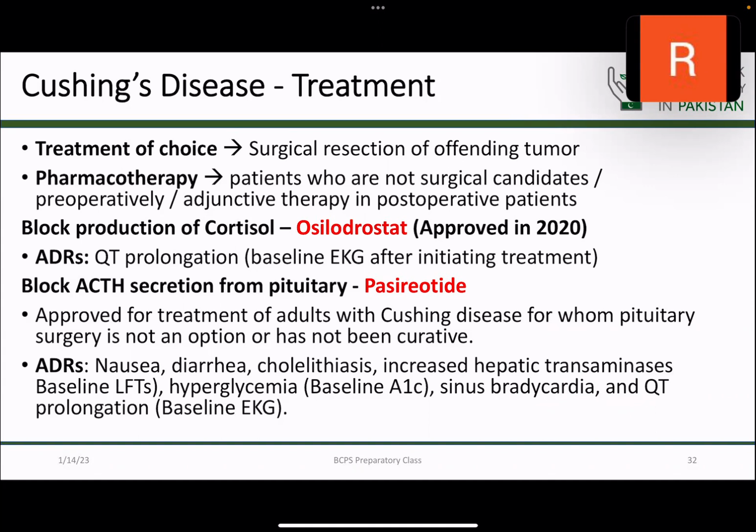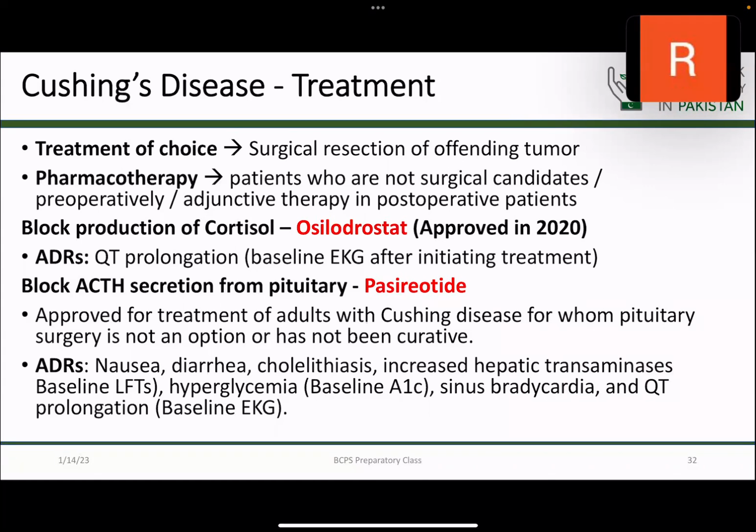There are some pharmacotherapies as well for the patients who are not surgical candidates, or for the patients who are surgical candidates, but they need management before the surgery and as an adjunctive therapy in post-operative patients.